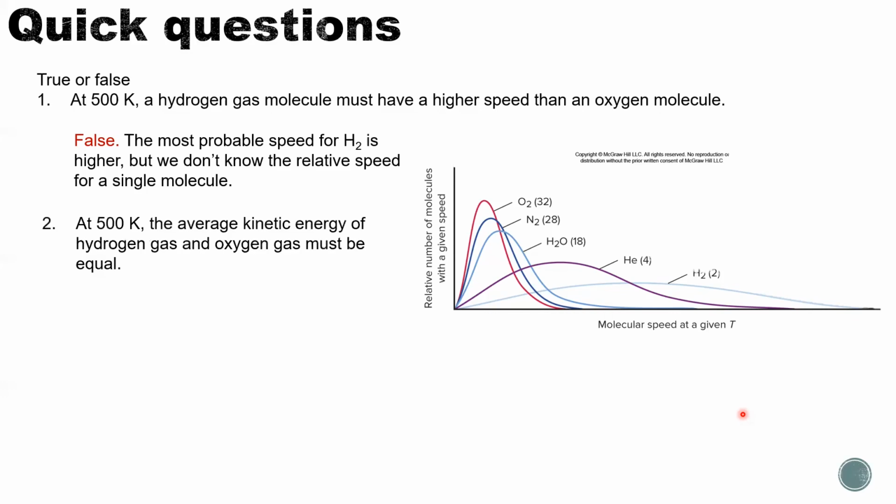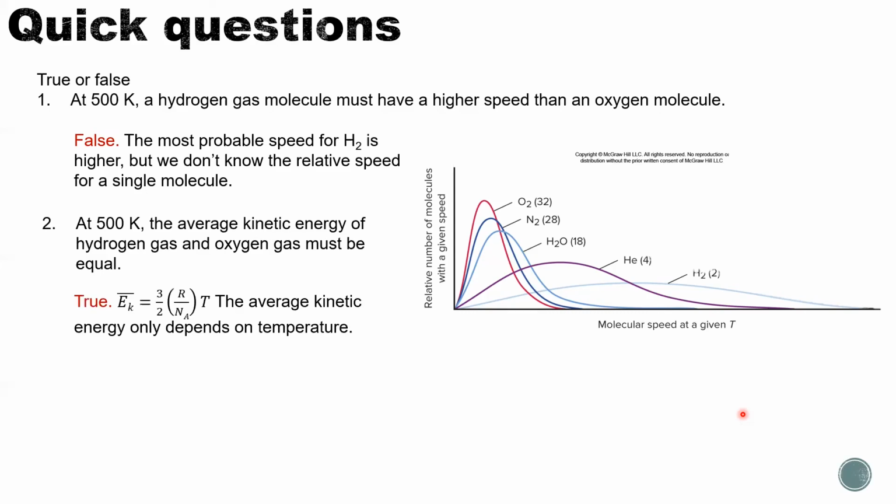Second, at 500 Kelvin, the average kinetic energy of hydrogen gas and oxygen gas must be equal. For this question, the answer is true. Remember, the average kinetic energy only depends on temperature. Since both gases are at 500 Kelvin, they share the same average kinetic energy.